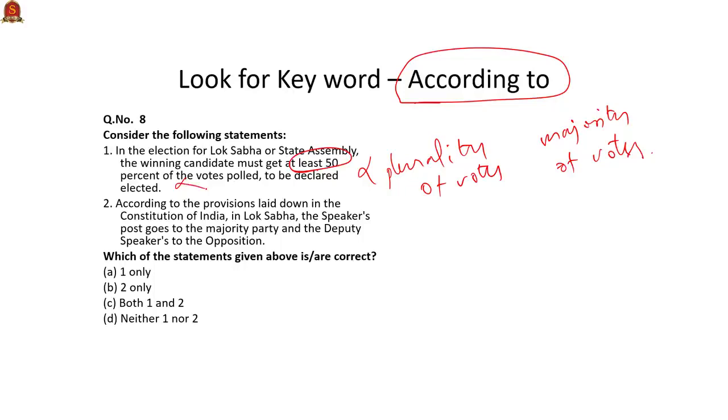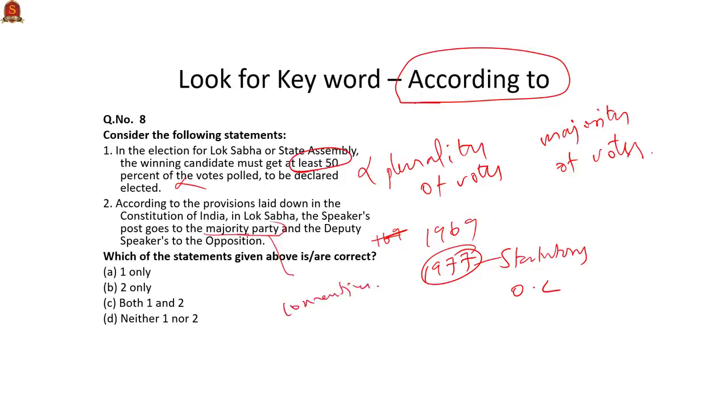Second, according to the provisions laid down in the Constitution of India, in Lok Sabha, the speaker's post goes to the majority party and the deputy speaker to the opposition. Yes, from 1969 they have recognized the opposition leader's post. Sorry, 1977, it has been made a statutory provision, and that is for the opposition leader only. So, the Lok Sabha speaker's post goes to the majority party. Yes, this is true, but this is by convention.